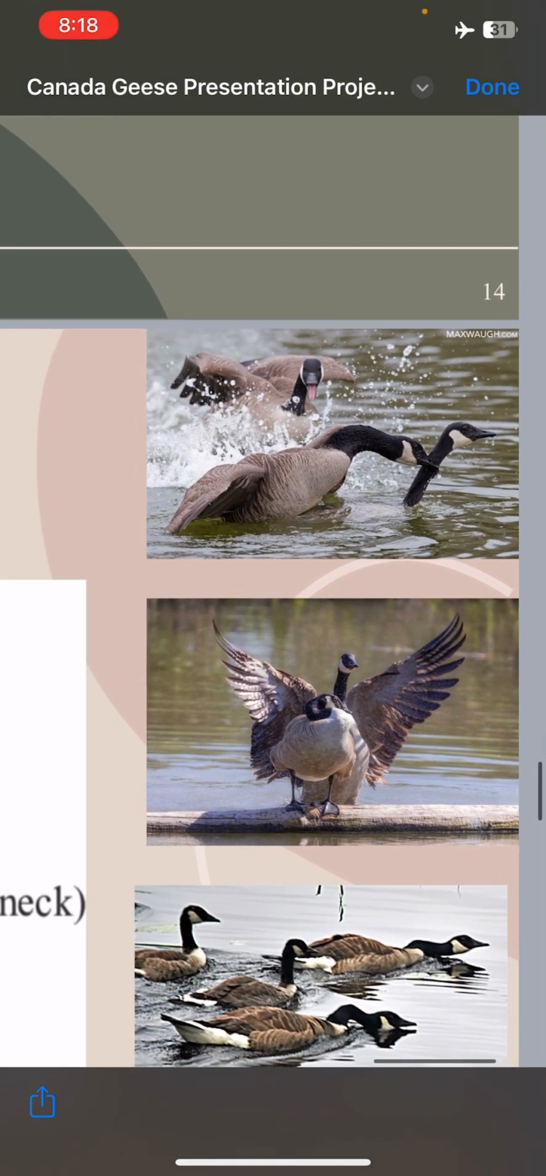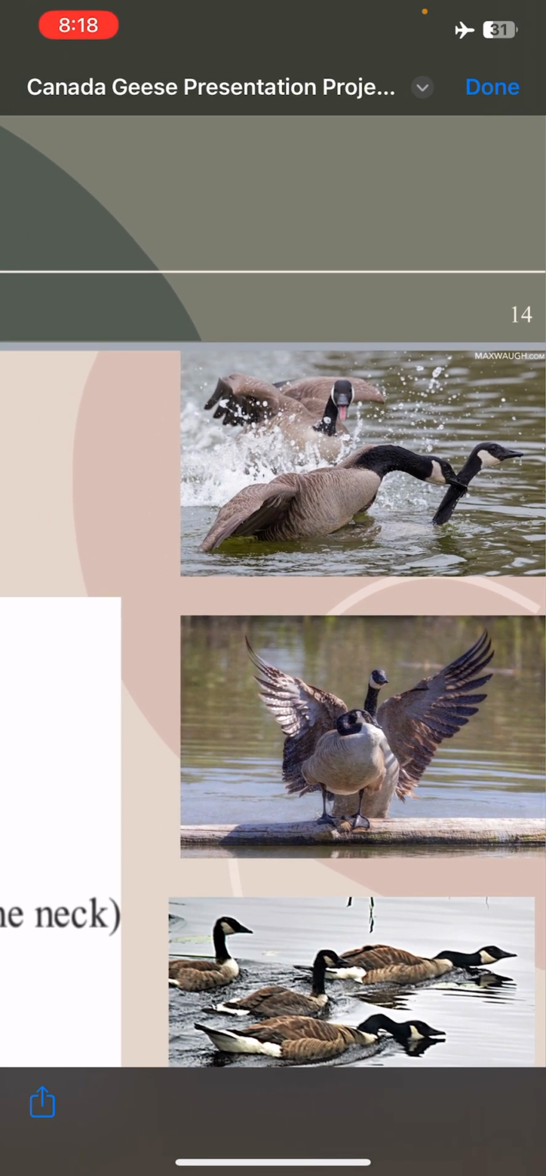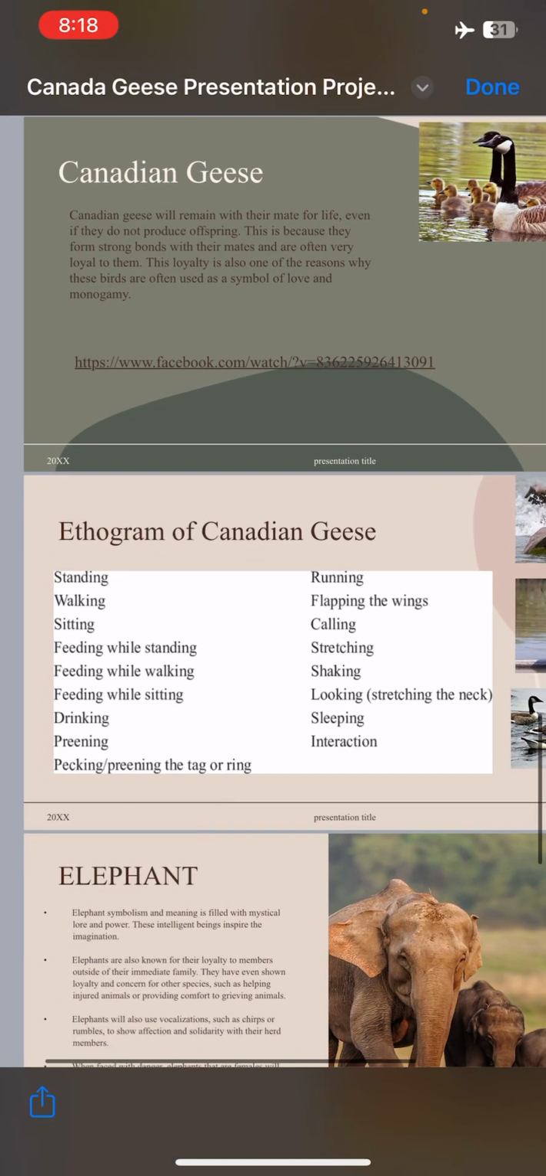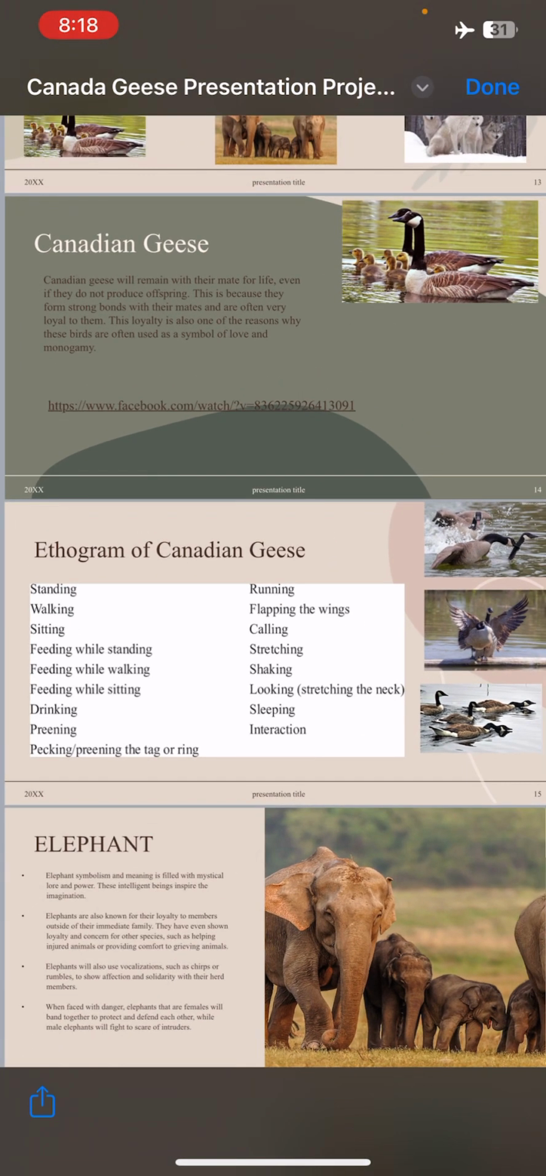And I'm not sure about this first picture. They are fighting with each other. So I don't know what's going on there, but I took this picture as a reference.